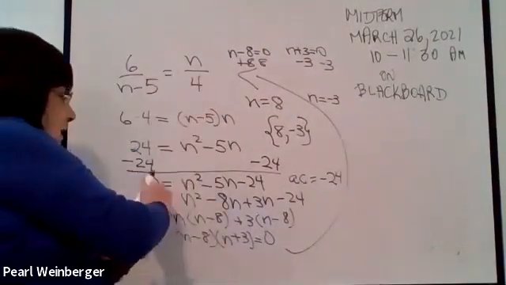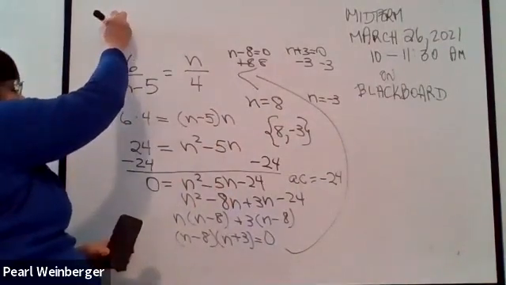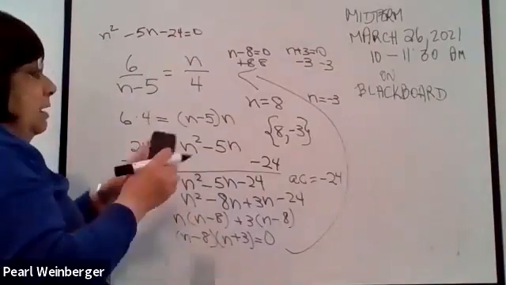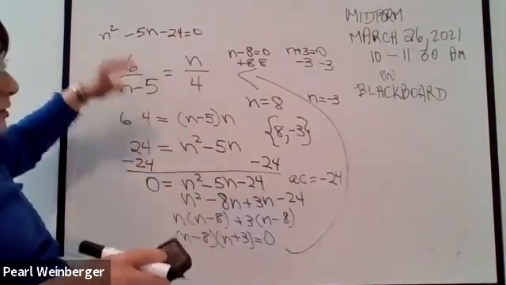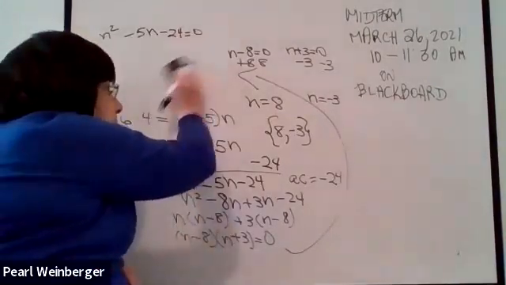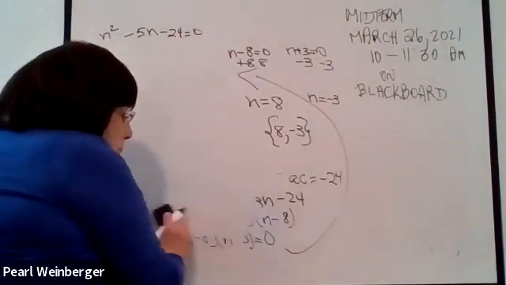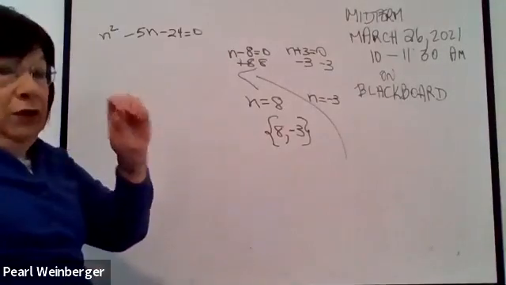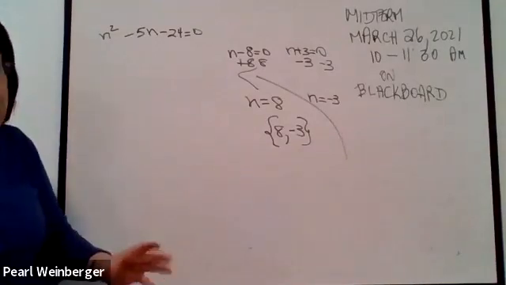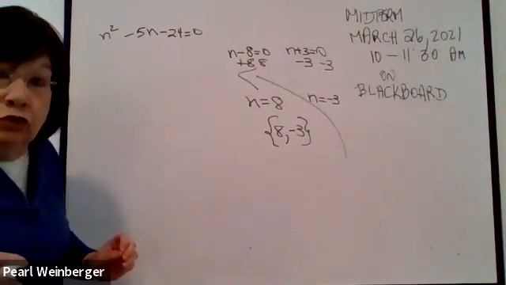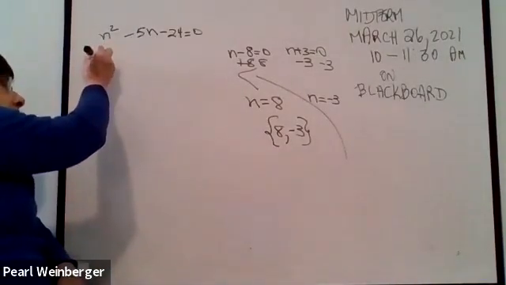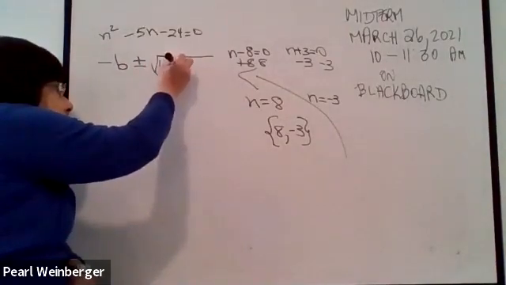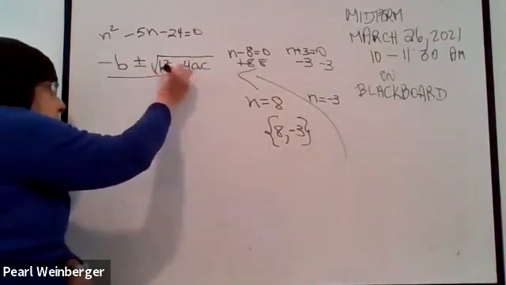Okay, so I get to the same place. I get to the point where I have n squared minus 5n minus 24 equaling 0. Let me show you how we could have used the quadratic formula to solve this. If you don't like to factor, when you have a quadratic equation, with factoring, you have to factor if the question is asked about factoring. But with the quadratic equation, you could always use the formula. The formula being negative b plus or minus the square root of b squared minus 4ac, the whole thing over 2a.